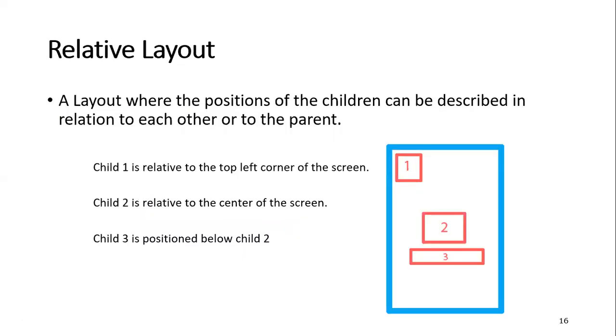And relative layout is also another thing. The first one is a linear layout. In this case, you can place a control relative to another one. So in this case, you need to keep track of the ID of each control or view that you have. For example, child one is relative to the top left corner of the screen. So you need to say top left corner. Then child two is relative to the center of the screen. Yes, this is the center. If you say below child two, it will create child three here.